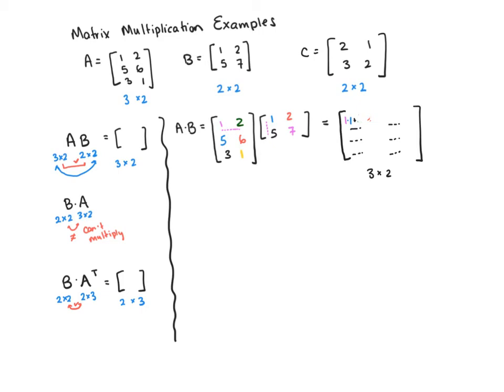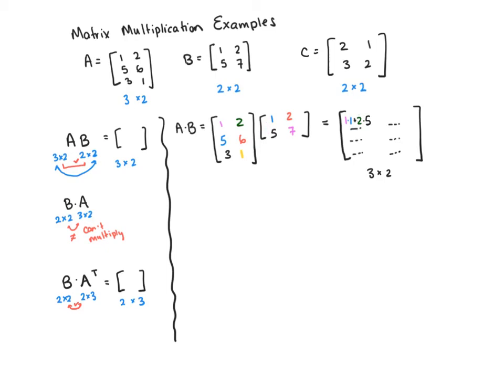So 1 times 1, that was good, but then this 2 needs to be times this 5, because it's the row times the column. So 2 times 5. Okay. So I'm going to now just go ahead and get rid of this here, because we're not on that row and column anymore. I guess I could have left the row.